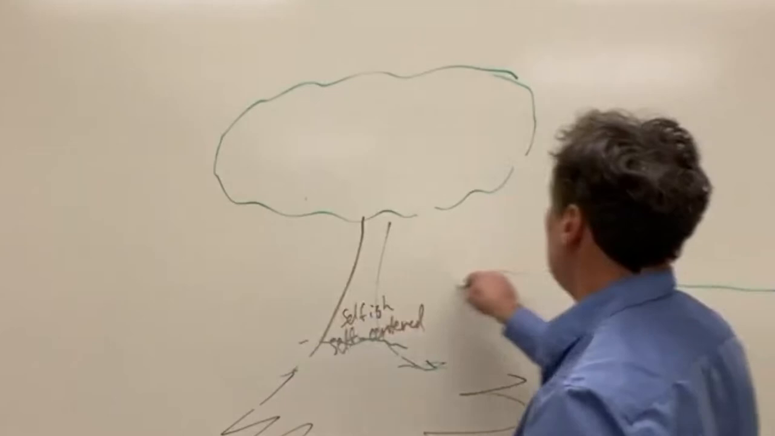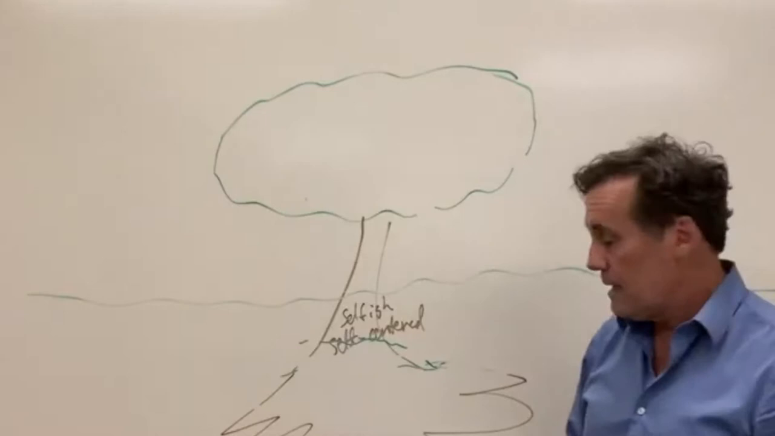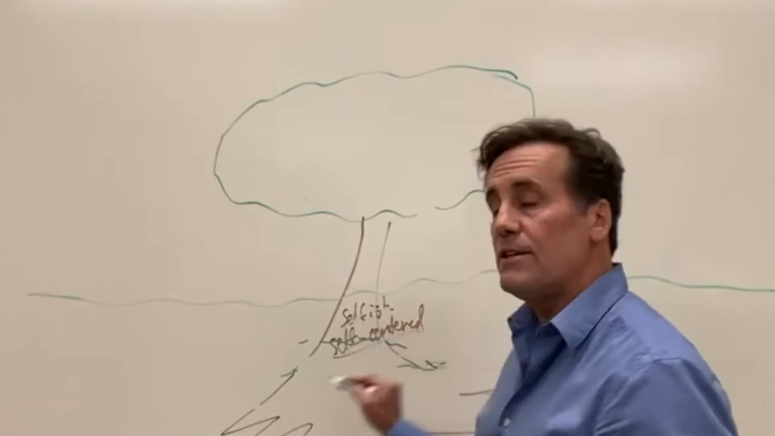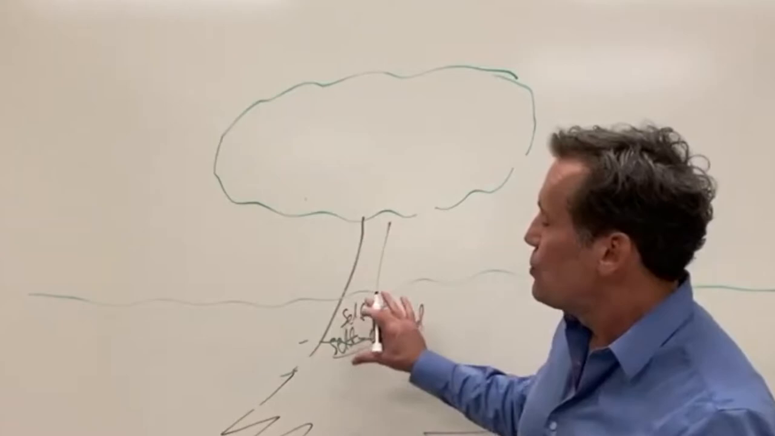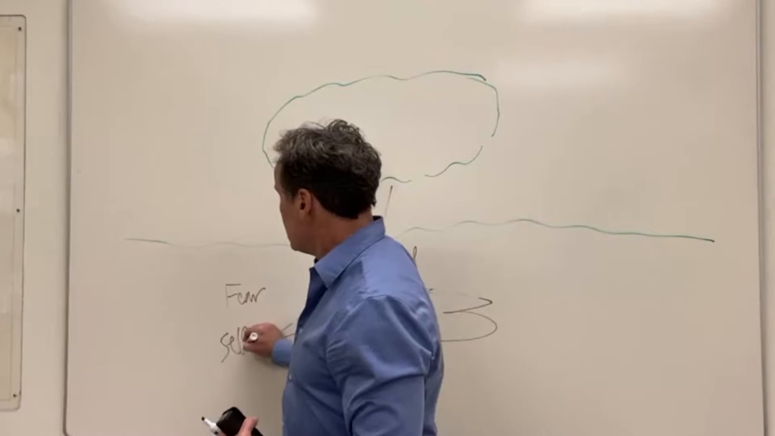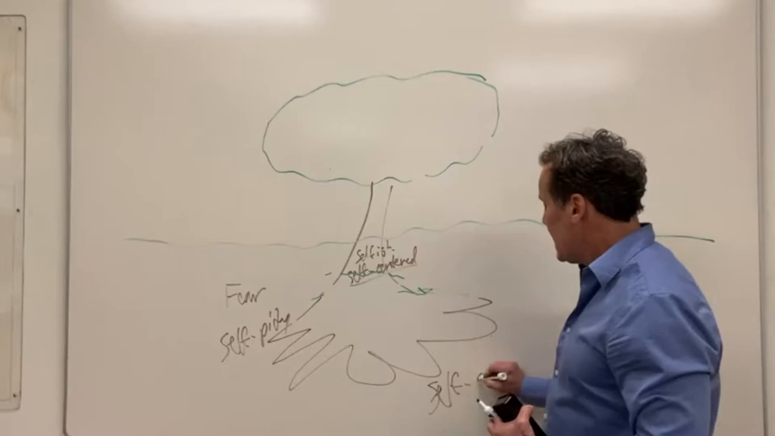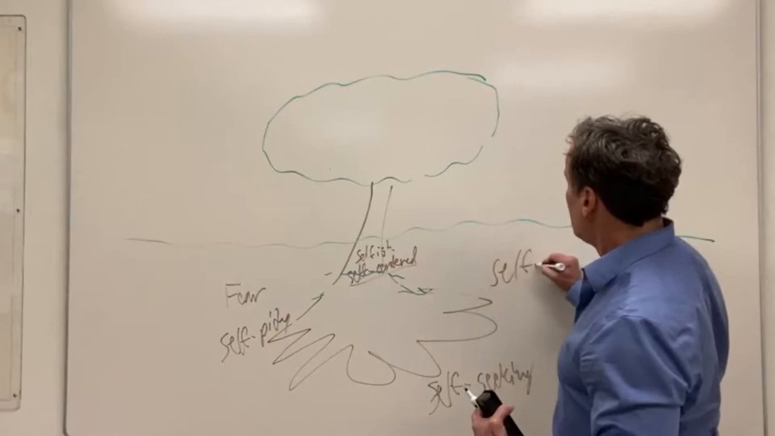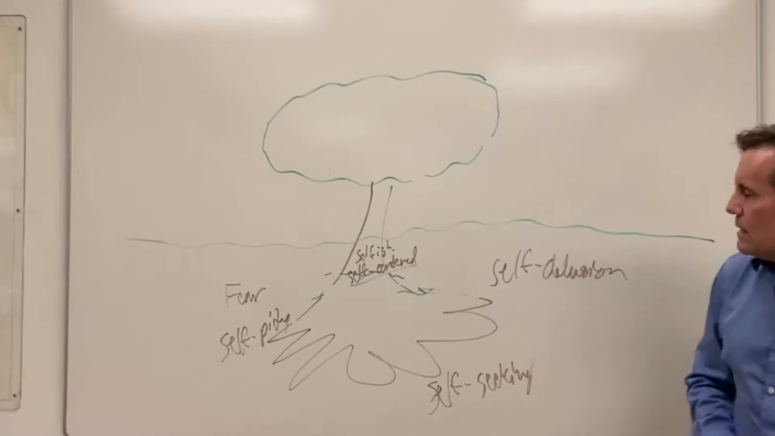So, below the surface, in actuality, is extreme selfishness and self-centeredness. And then it goes on to say that this is driven by 100 forms of fear, self-pity, self-seeking, and self-delusion. So these four factors are mentioned.